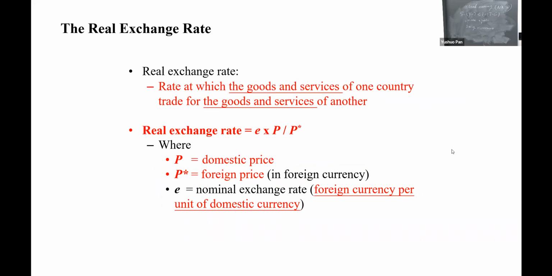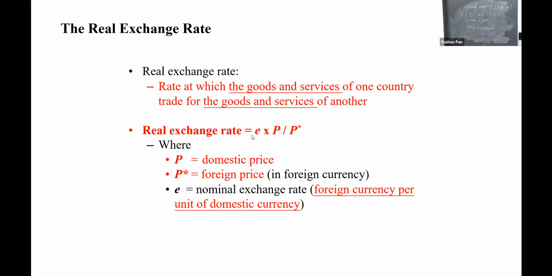The real exchange rate. Remember, when we talk about the real, usually we do not have a unit, no dollars, no euros, no figures, no unit. Just comparing real goods and services. So the real exchange rate is the rate at which the goods and services of one country trade for the goods and services of another. This expression, or formula, is important. Please write it down and remember it.